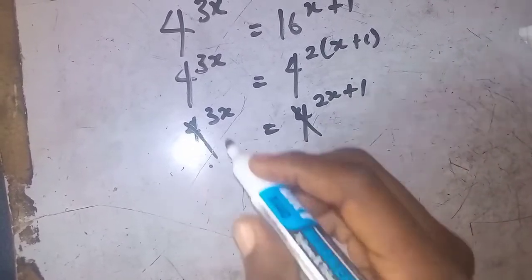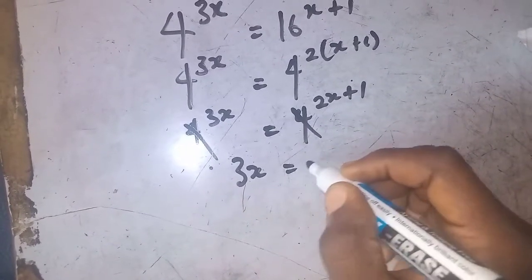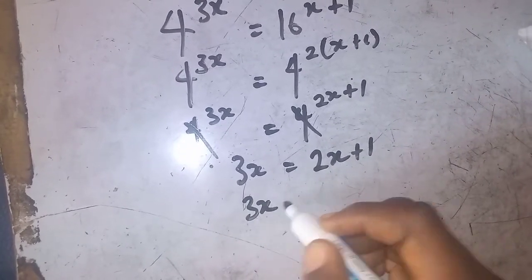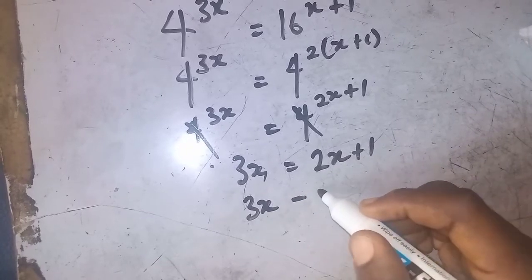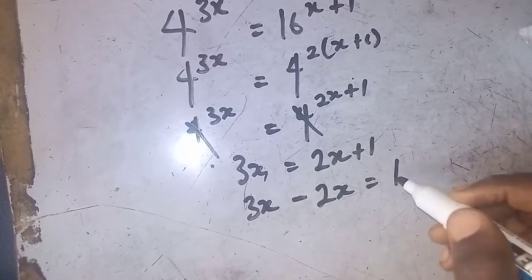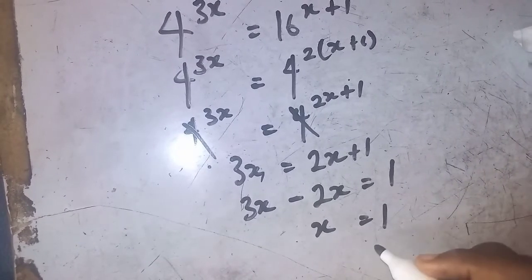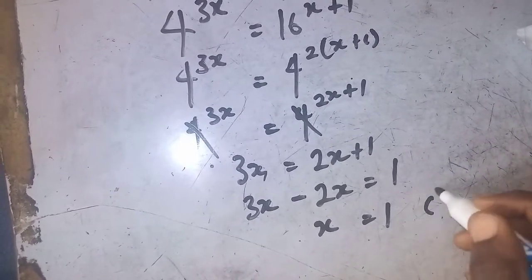These 4 can now cancel each other. What we will be left with is 3x equals 2x plus 1. So 2x will cross the equals to sign. It will change to minus 2x equals 1. 3x minus 2x, that's what? x equals 1. And that's our option C according to the question.